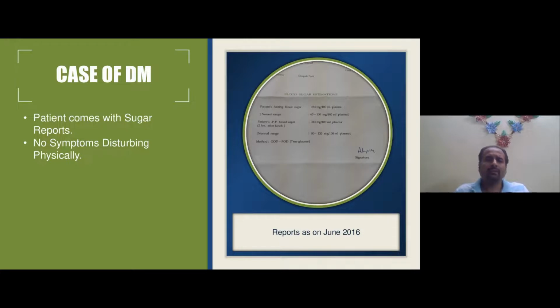So you may have a case like this, where he says, I'm having sugar in my blood reports, what do I do, please help me. So we need to find out what to do in such a case. For example, here the sugar was around 200 to 300, and there were no physical symptoms disturbing the case.